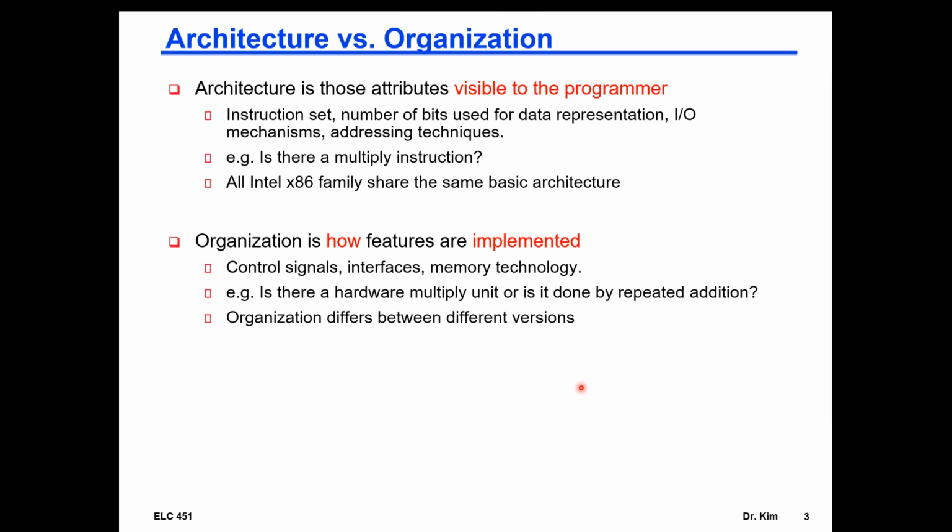Now the course is called Computer Architecture and Organization. So let's make a distinction of those two. What is architecture? Architecture, again, is what is visible to that client programmer. Things like the actual instructions. How do we represent data? How do we use those bits? What are the I/O mechanisms? Different addressing modes, addressing techniques. We'll see what that means.